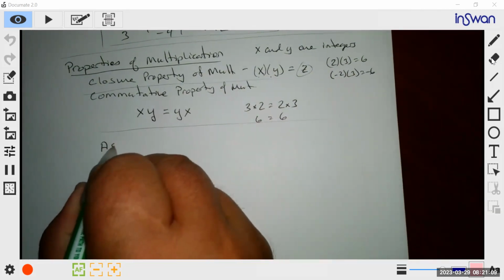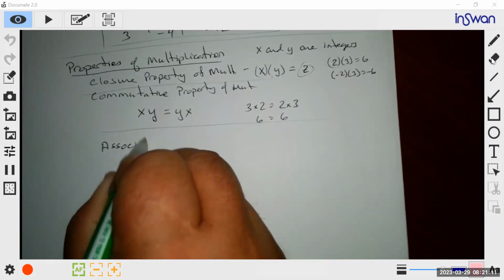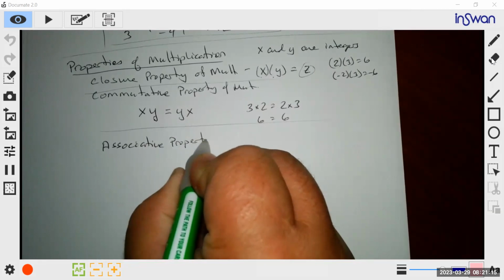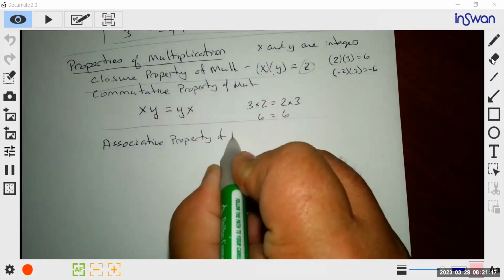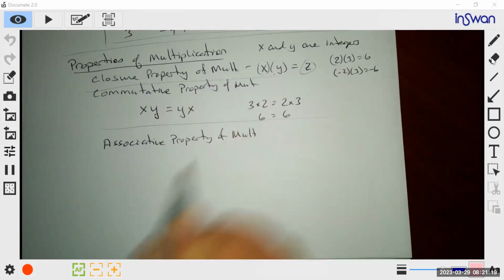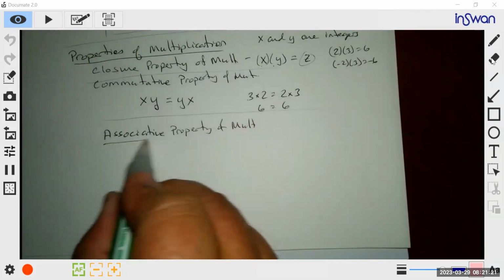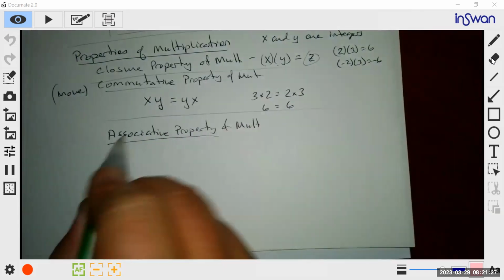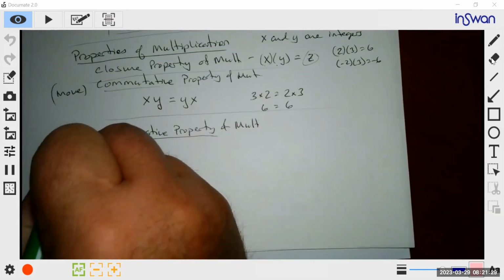The next rule of property, the associative property of multiplication. Well, remember, to commute means to move, which is what we did. We moved them around. Associate means to group them together.